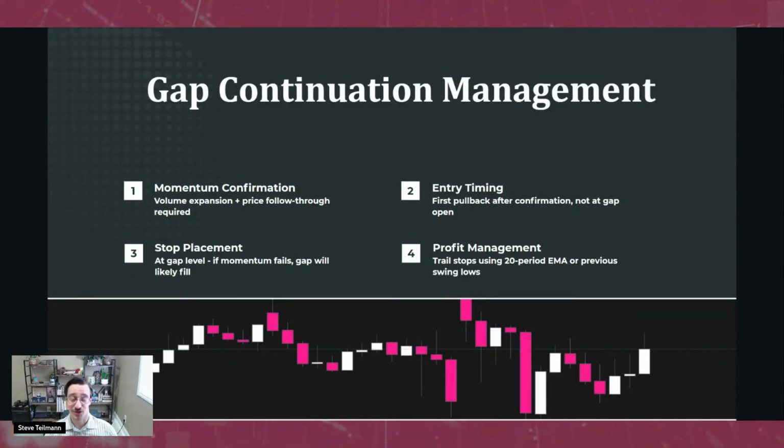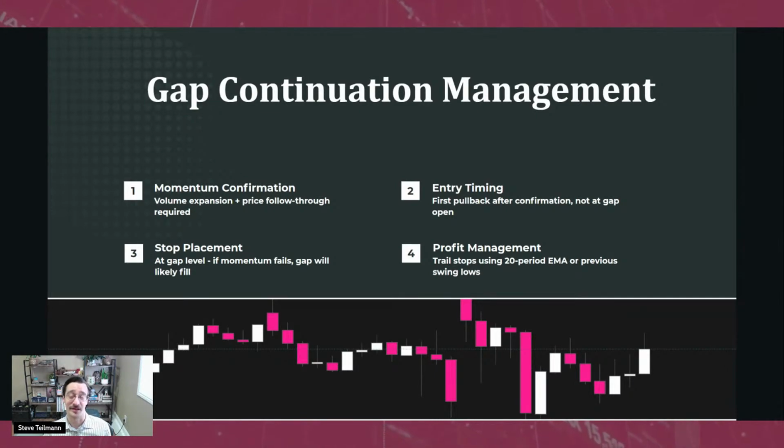So we got our entry. Where do we put our stops? Ideally, you're putting it at the gap level, because if momentum fails after it's reclaimed that gap level, you're essentially saying, I don't think it's going to fill, right? I think it's going to keep going. And when it dips into that gap, it should be very strong support. Depending on your conviction and the strength of the move, you have a few different options here. You can put it right at the gap once it reclaims and gives you some room.